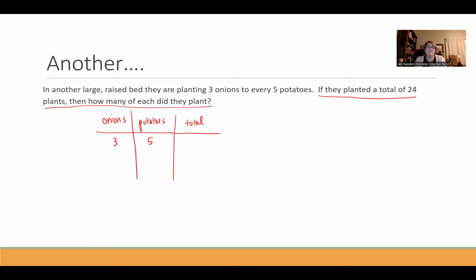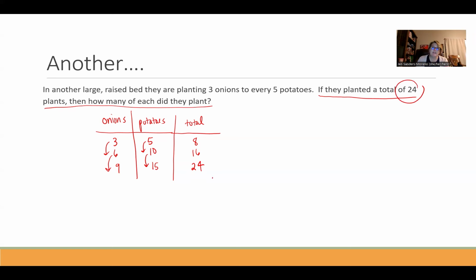So right now, if I have 3 onions and 5 potatoes, I have 8 total plants. Okay, so if I add 3 more onions, 5 more potatoes, then I'd have a total of 16 plants. Do it again. If I had another 3 onions, another 5 potatoes, I'd have a total of 24 plants. And I want to keep going until I get to the number that I want. And boom, I actually just found it.